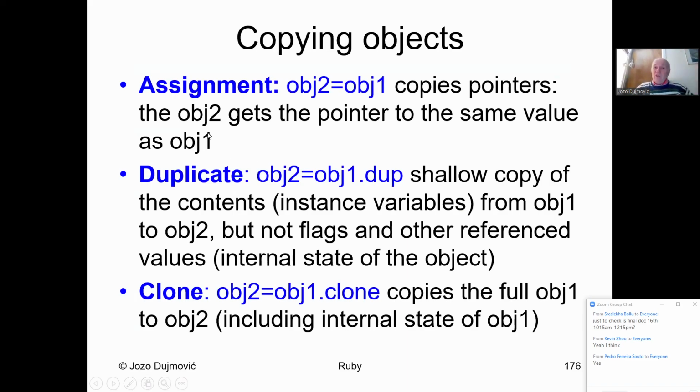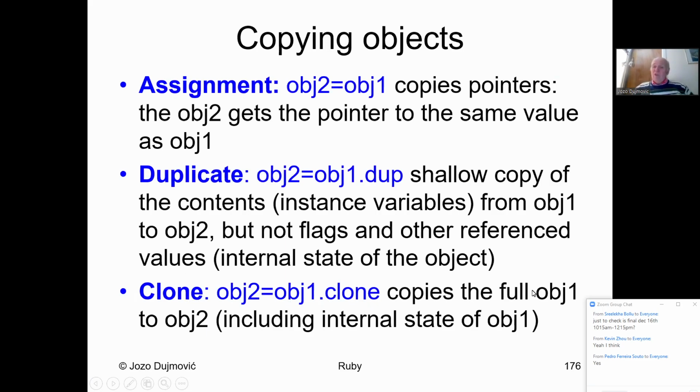The first is to copy pointers. This is assignment. Object 2 equals object 1 is not copying objects. It is simply putting a pointer to object 2. So this works perfectly, but object 2 has the same pointer as object 1. The object in memory is only a single object. There is no copy of that. Now, if you want to duplicate in Ruby, there are two possibilities, duplicate and clone.